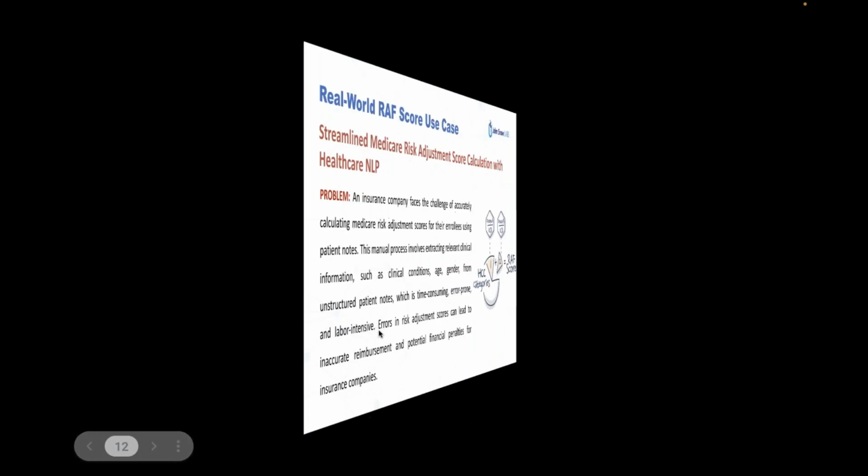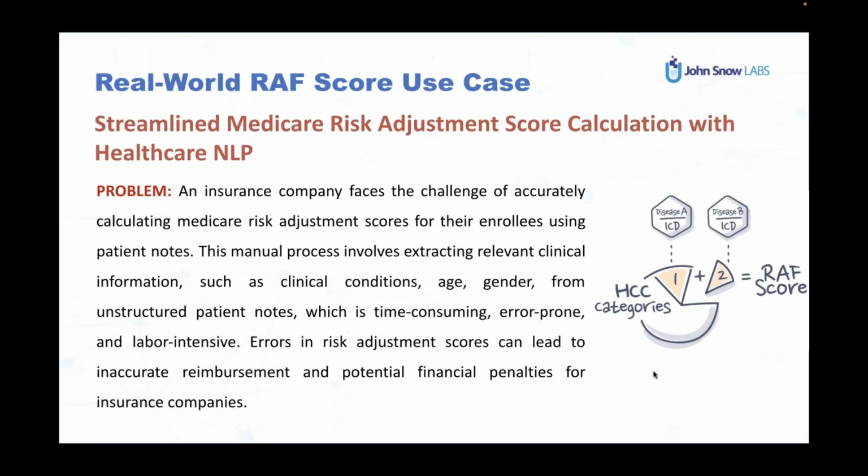I will show an example of the demo page. Let's assume that an insurance company faces the challenge of accurately calculating the Medicare risk adjustment scores for their enrollees using their patient notes. They have some patient notes and they want to calculate the risk adjustment score accurately. So if they have millions of notes, this is a really time-consuming task and error-prone, also labor-intensive, right? So they need to automate this process.